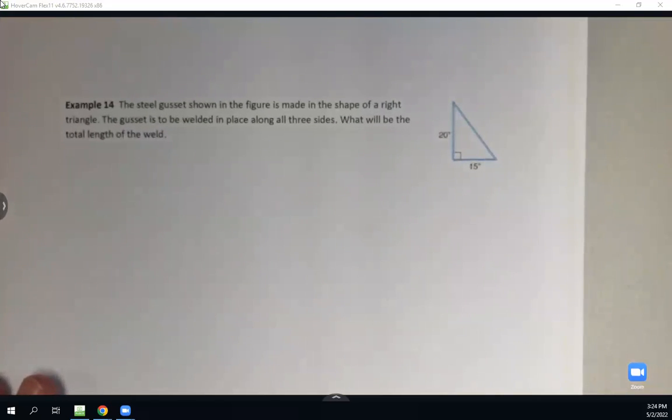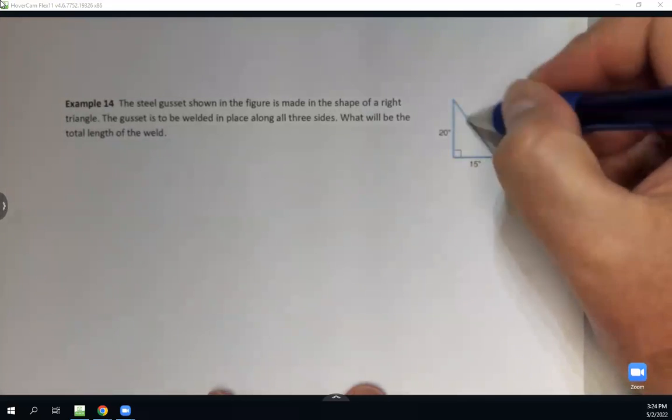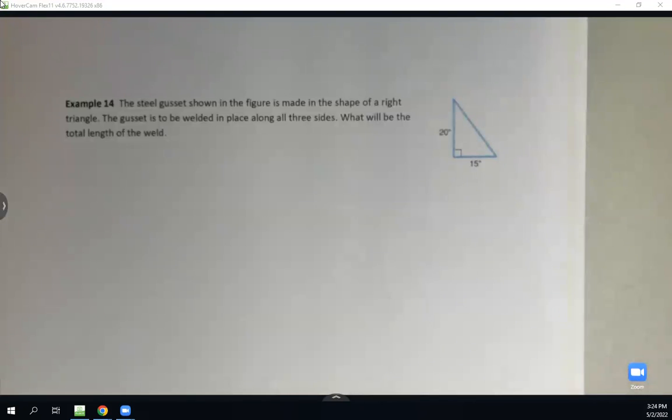Last example. The steel gusset shown in the figure is made in the shape of a right triangle. The gusset is to be welded in place along all three sides. What will be the total length of the weld? Okay, so this is a gusset. It's going to be welded in the corner, or really it's on all three sides for support. Does that make sense?